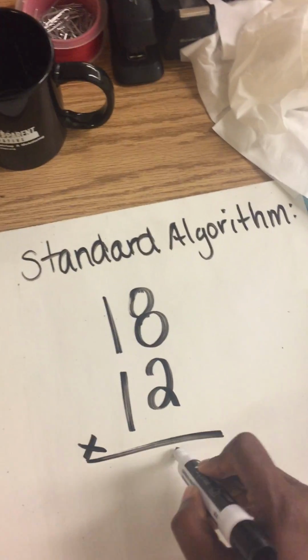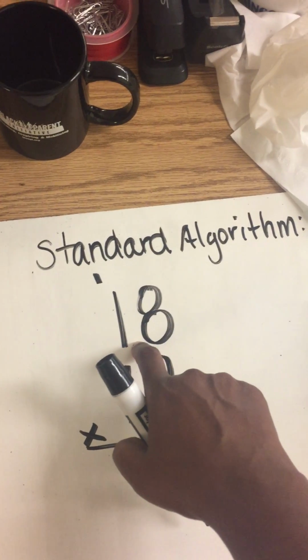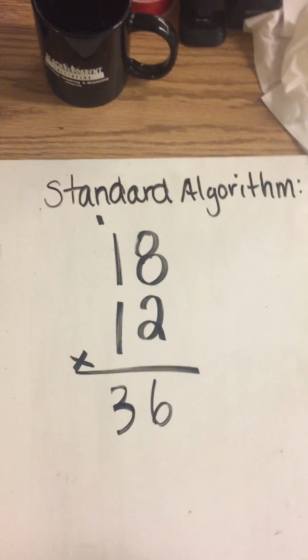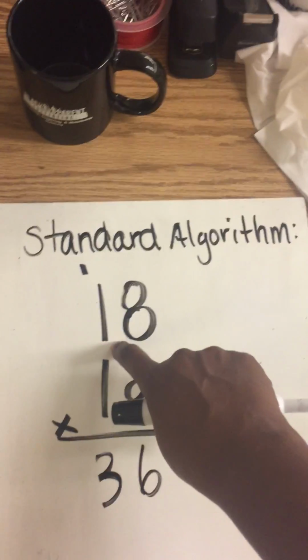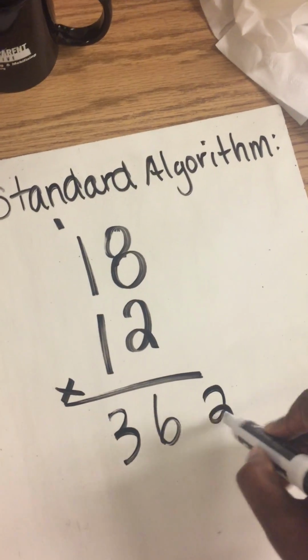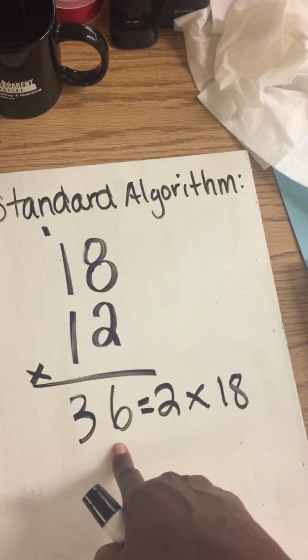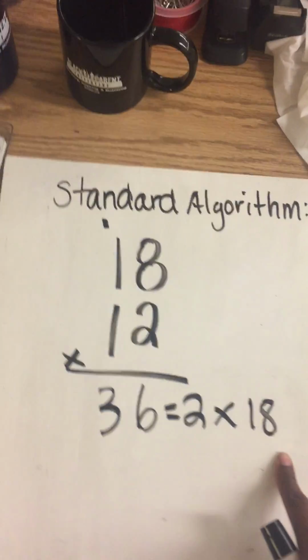2 times 8 is 16. We're going to carry the 1. 2 times 1 is 2, plus 1 more is 3. Now, partial product says that we know what we just did, that we multiplied 2 times 8 and 2 times 10. So we just multiplied 2 times 18, which we now know equals 36.